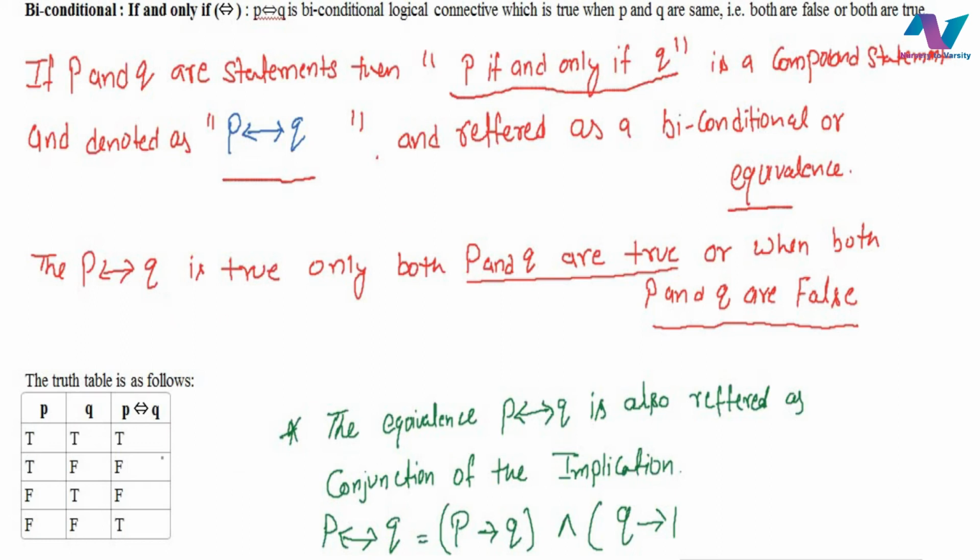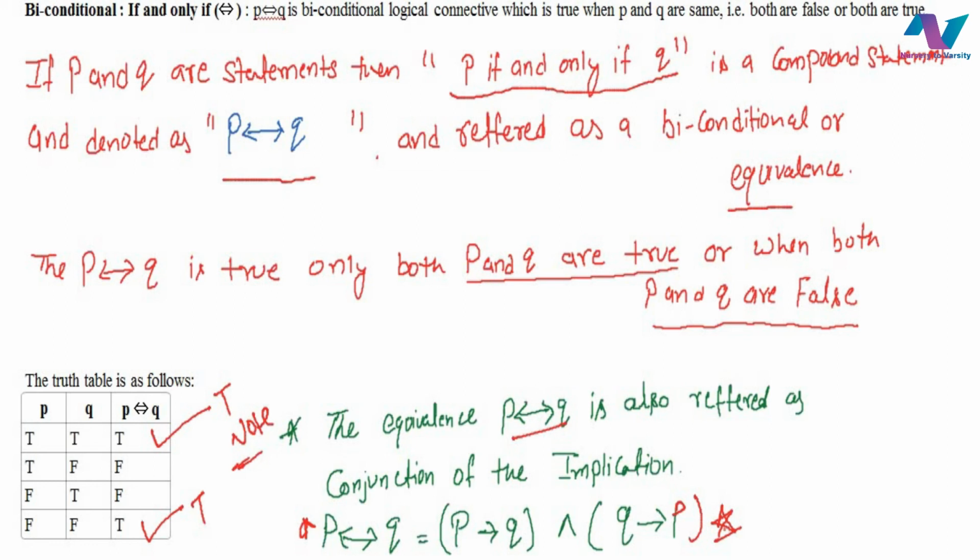So we can see from the truth table that if P and Q are true, then we get true, and if P and Q are false, then we also get true. If both statements match, then we get true. One note here: the equivalence is also referred to as the conjunction of the implications. So if we have the statement P bidirectional Q, we can write it as P implication Q and Q implication P.